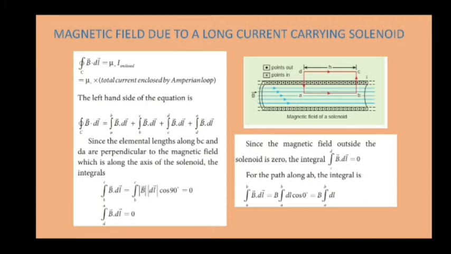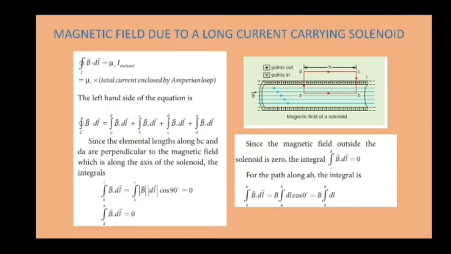and it has number of turns, capital N, and the diameter of the solenoid is assumed to be much smaller when compared to its length, and the coil is wound very closely. Then calculate the magnetic field at any point inside the solenoid. Next, we consider a rectangular loop ABCD. Now we use Ampere's circuital law.